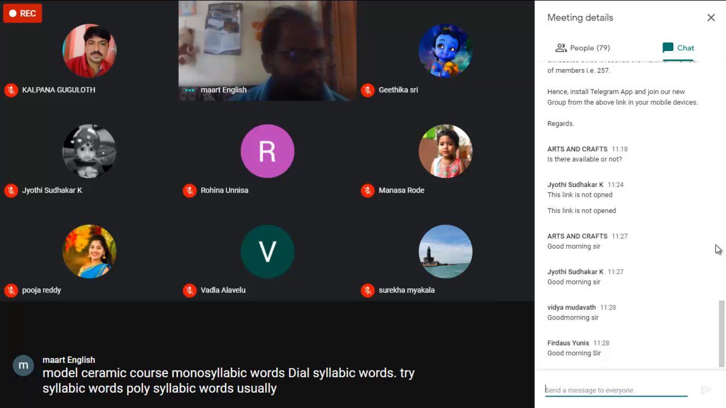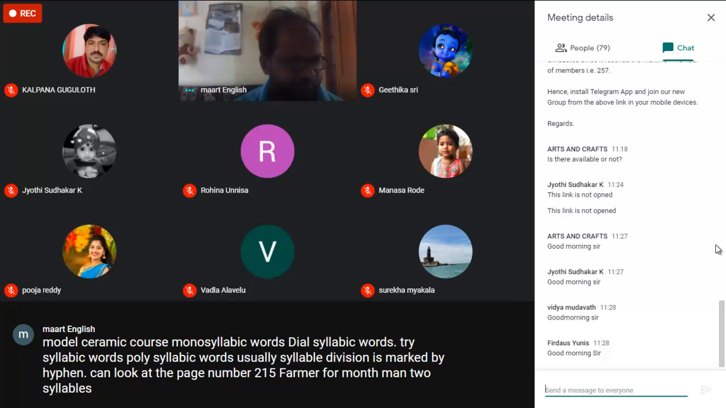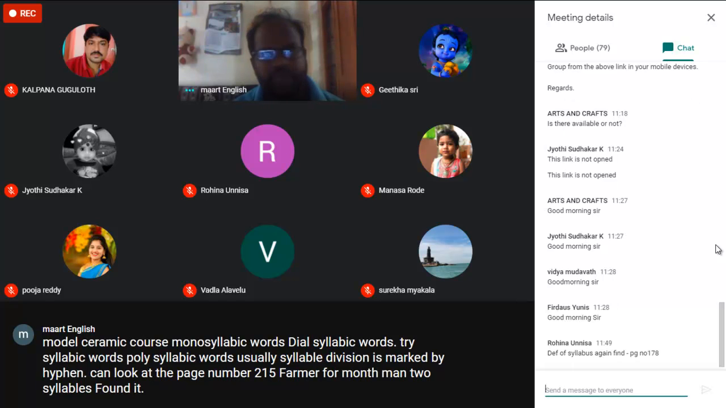Usually, syllable division is marked by a hyphen. You can look at page number 215. Farmer, 2 syllables. Favorite.